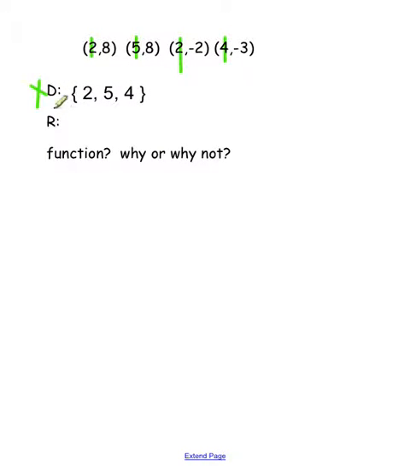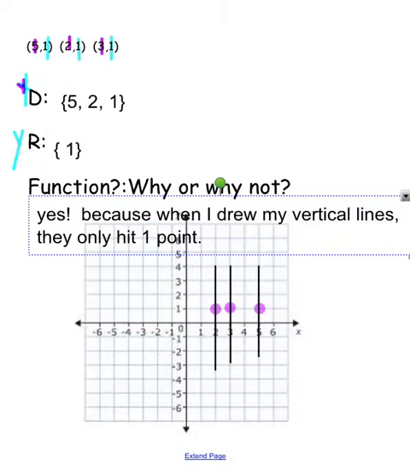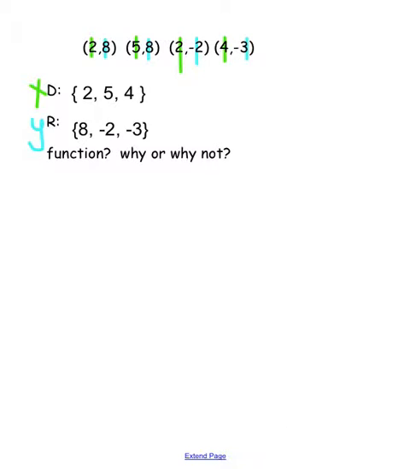Your range is your y. These are my y's. So to write my answer in a solution set, my y's are 8. I already have 8, -2, and -3. Let's close my solution set. Is this a function? Now you need to decide. If you'd rather use a graph to test this out, that's fine. I don't have a graph here, so I'm going to do my mapping diagram.